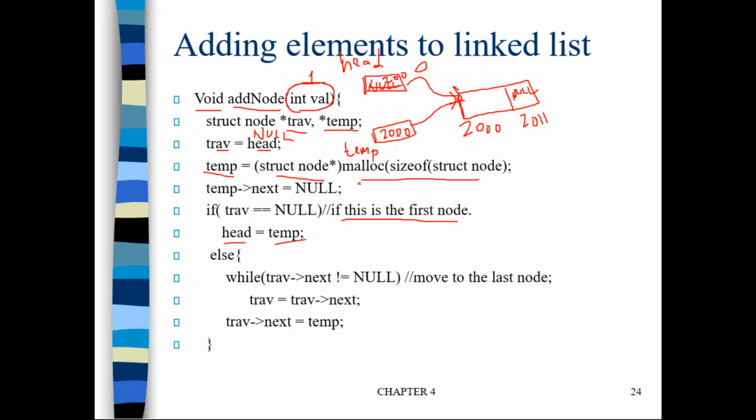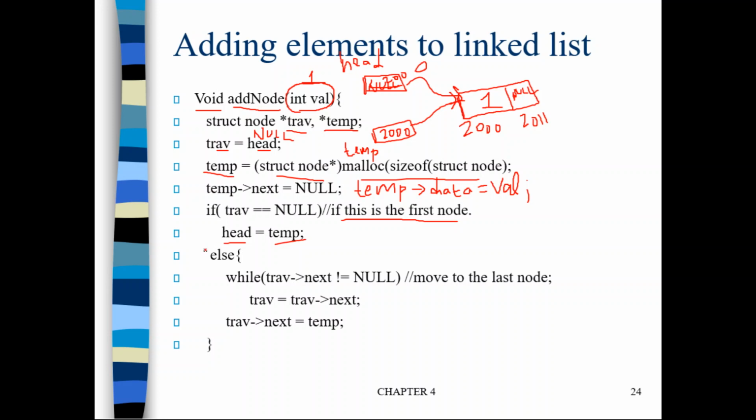Here we will add one more statement which has been missed. The data part: temp arrow data is equal to val, because that value also should reflect in the appropriate node. Temp arrow data is equal to val. So what is val? Val is 1 currently. So this is 1. So we created the first node with value 1. Its next is pointing to null. Head is pointing to the first node.